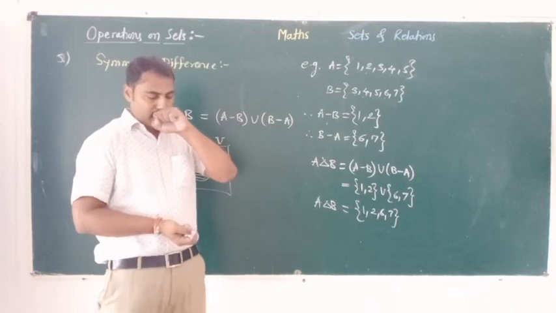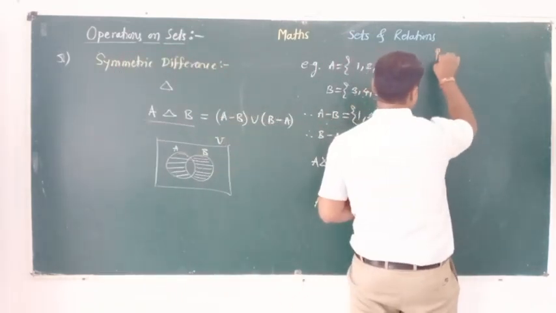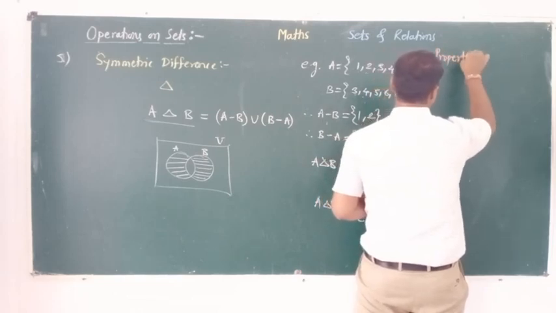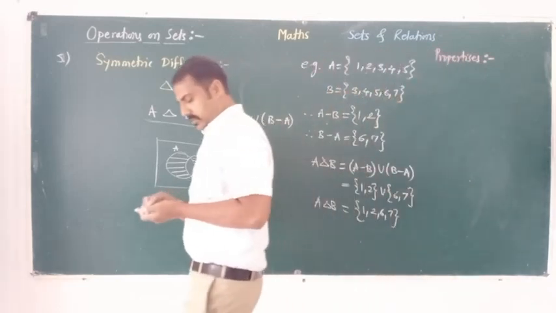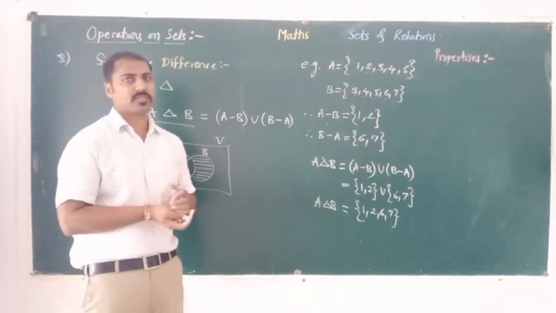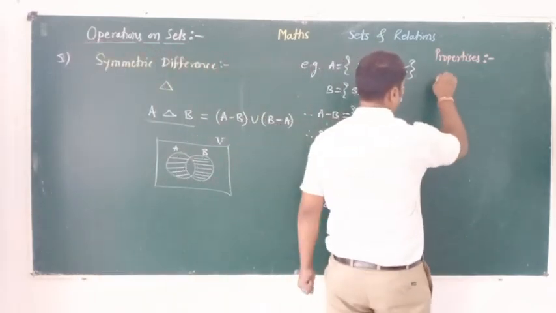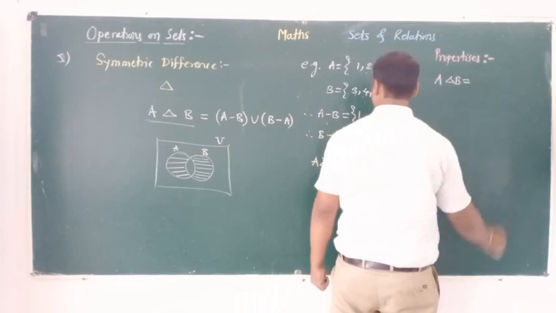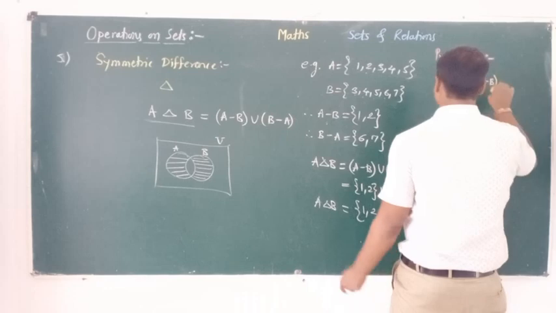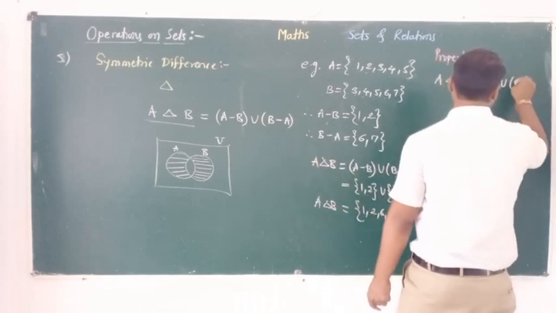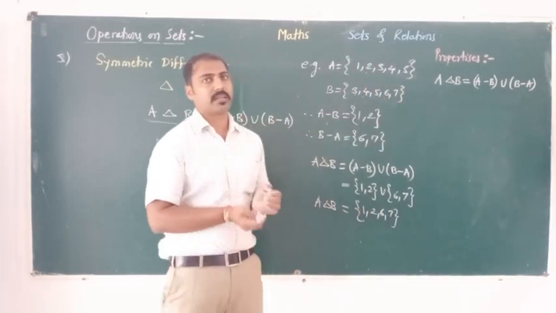Okay. Now there are some properties of symmetric difference. Properties are very easy. First one is A delta B. Definition is here. A delta B is nothing but A minus B union B minus A.